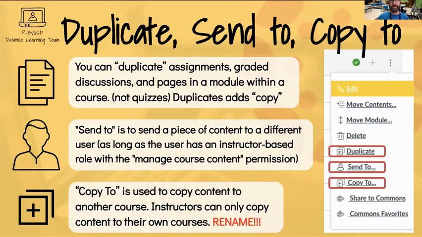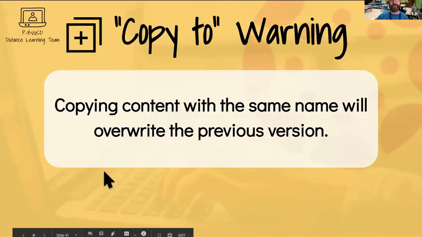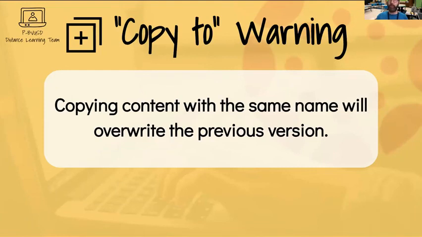And then the next one, copy to, is used to copy content to another course. So you're the teacher of your course, you're in your one course, you can copy to another course that you own. You couldn't copy that course to another course someone else owns. Also, the key to copy to is you want to make sure that you rename your content because copying content with the same name will overwrite the previous version. So be warned, be careful when you're copying to. Make sure you're renaming it.